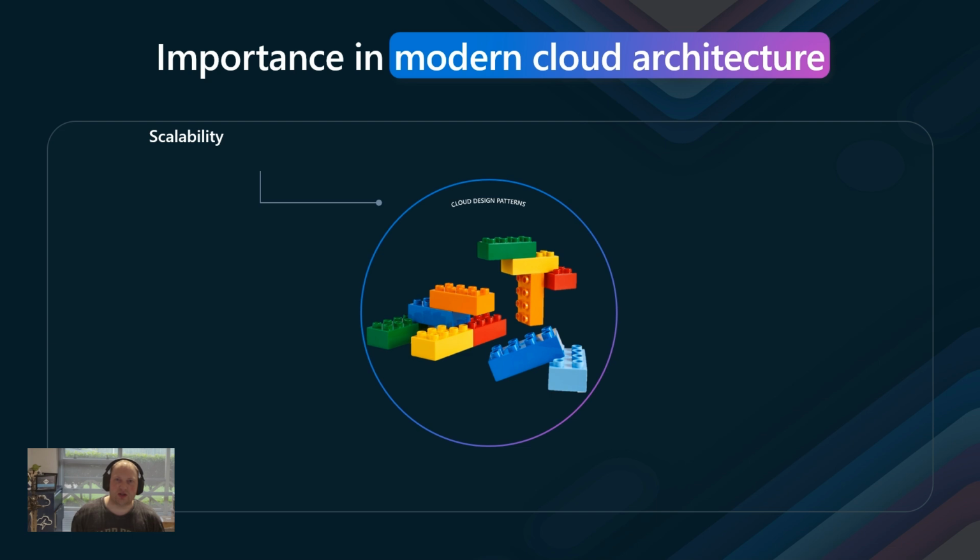So cloud design patterns address scalability by providing solutions for horizontal and vertical scaling, ensuring that applications can handle increased loads efficiently. This promotes sustainability by enabling dynamic resource allocation, reducing energy consumption during low demand periods.